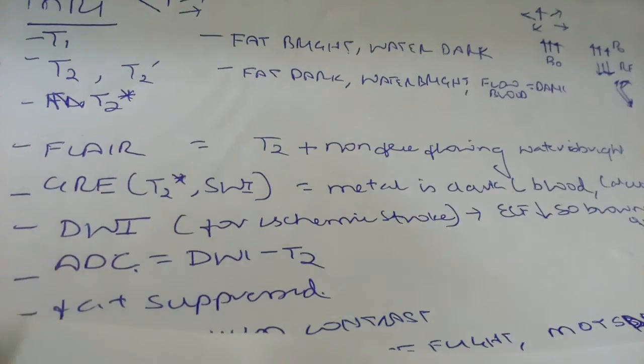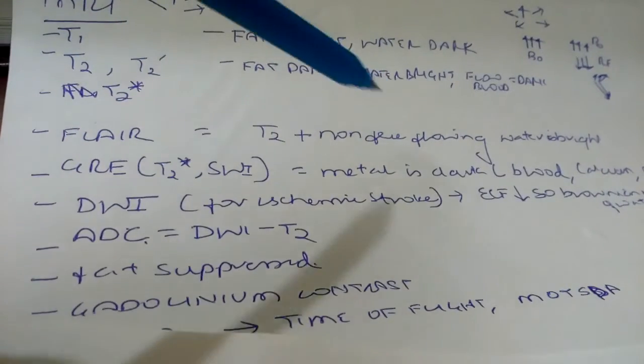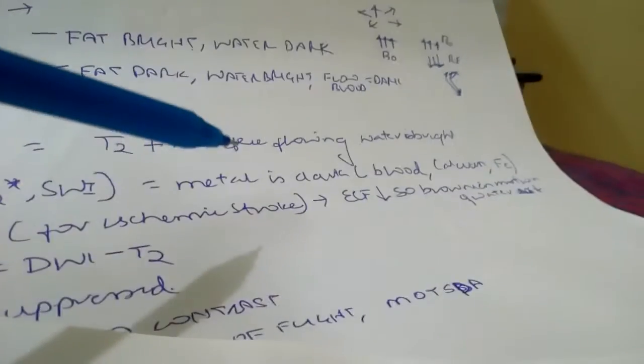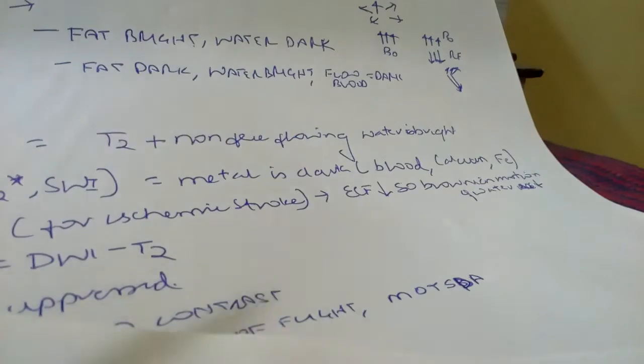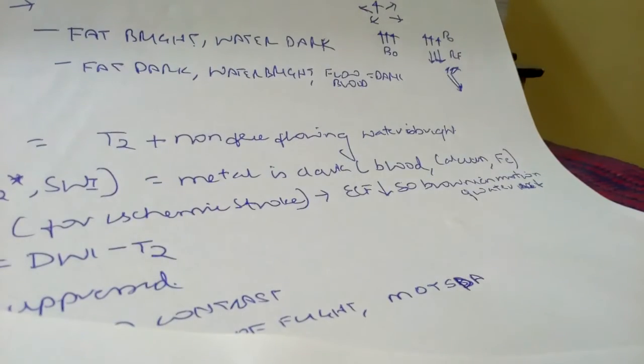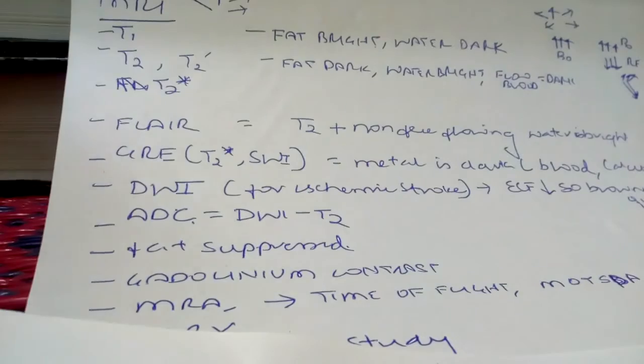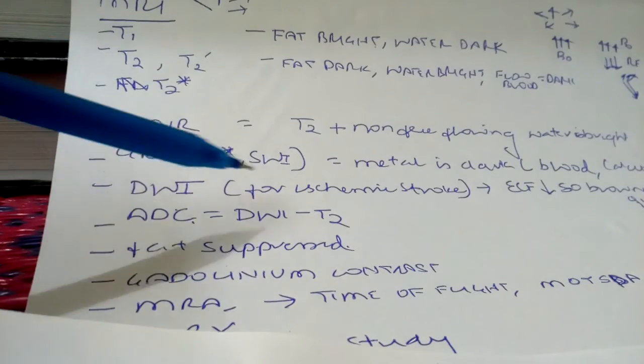Now, what is GRE? GRE is gradient echo, which is also similar to T2 star or susceptibility weighted imaging. If there is some substance like metals, they will appear as dark. So blood which has iron or calcium and other iron metals, as in siderosis and hemochromatosis, will appear as dark. Diffusion weighted imaging is for ischemic stroke.